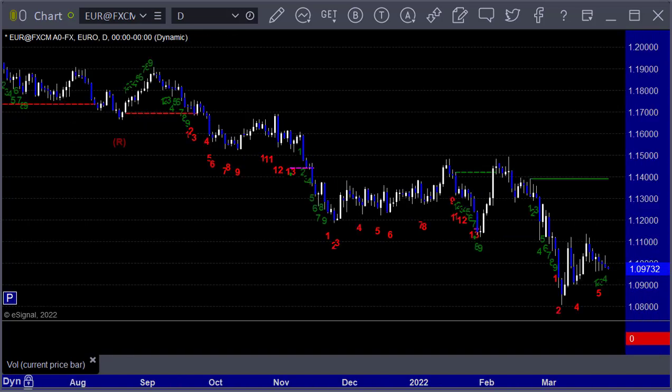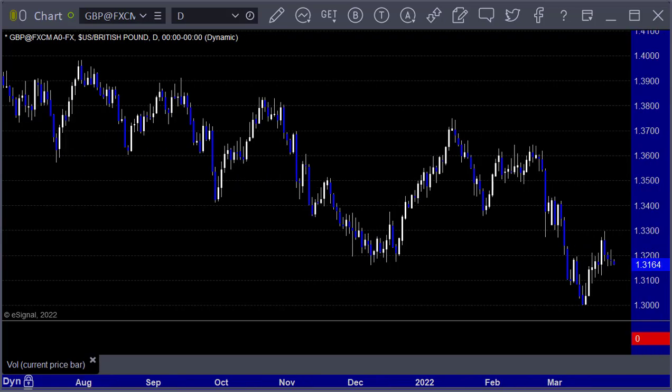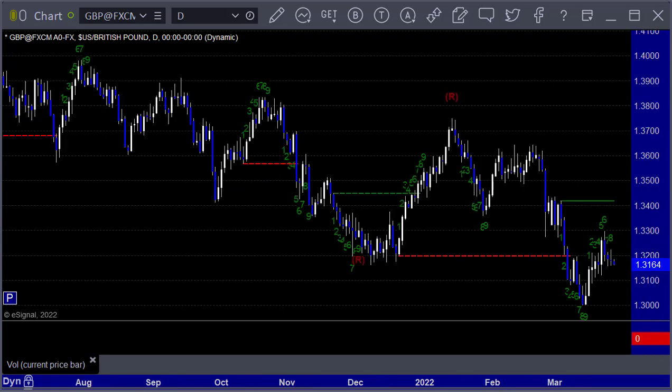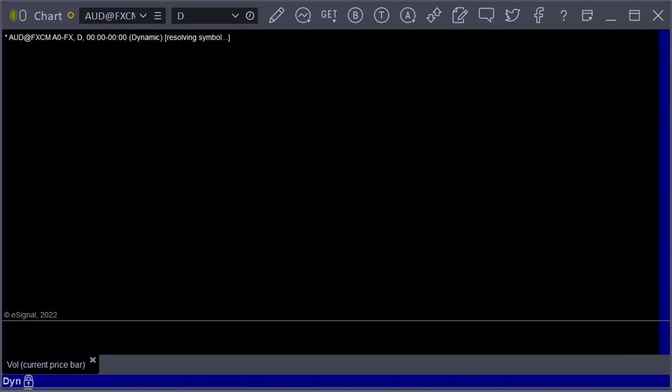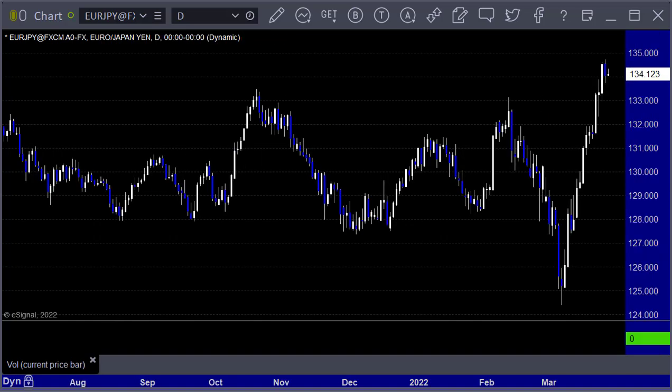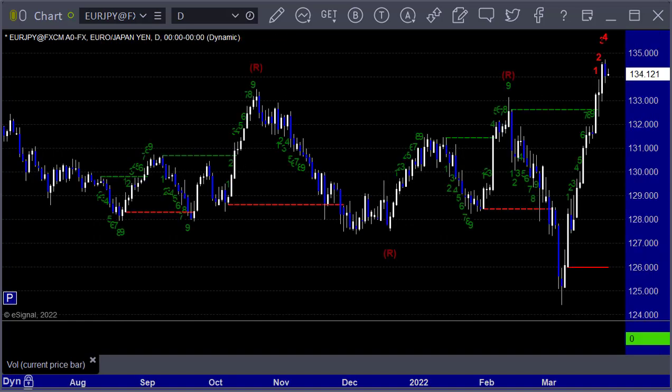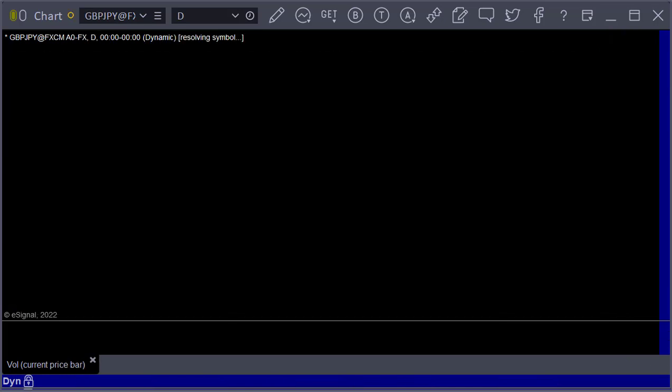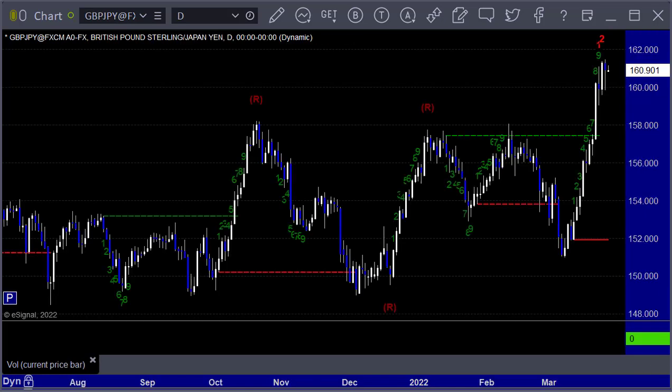So the euro is pretty much the inverse of the dollar index, down at the lows. The pound dollar came back a bit. Aussie dollar back to highs, which is interesting. The euro yen is also sitting at highs. That's a big move on the euro yen, by the way, 1,000 pips in the last 3 weeks. Pound yen, same thing. So it is what it is.